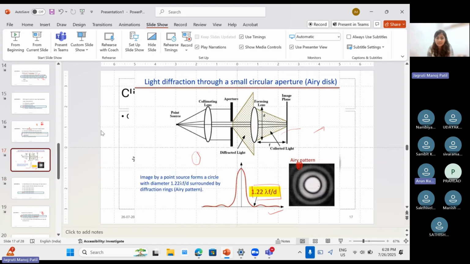So what is an Airy disk? This Airy disk is nothing but the circular pattern that is formed due to constructive interference. After a point they get diminished, so you're not able to see them, and that is limited by your diffraction diameter.